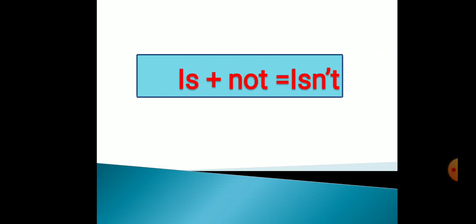Is not, isn't. Many times we use this contracted form in sentences. He is not in the class. He isn't in the class. Isn't it?